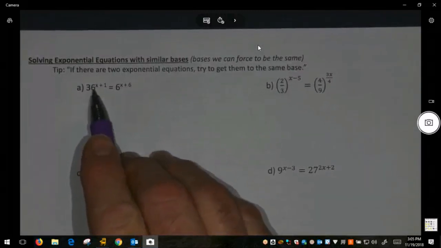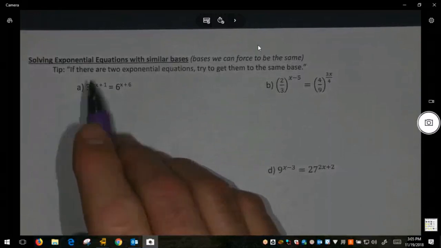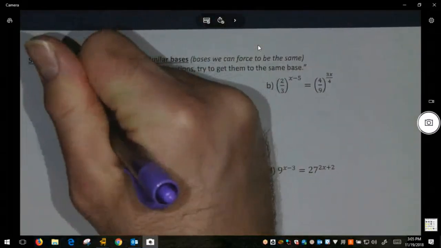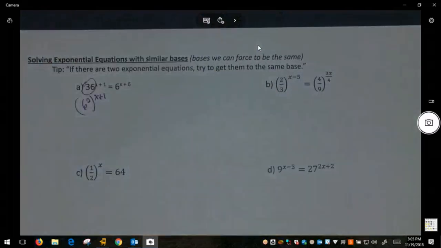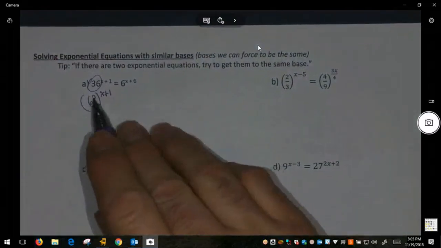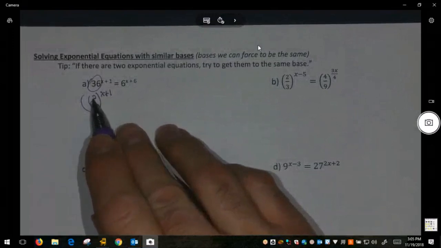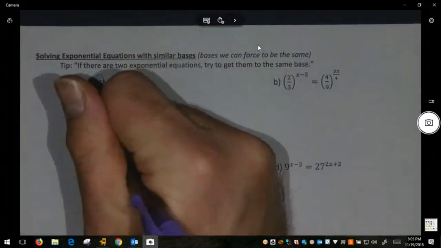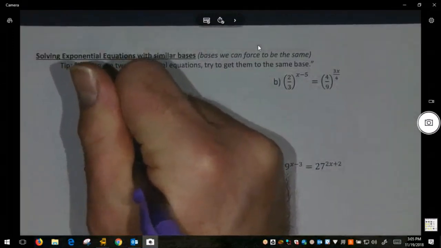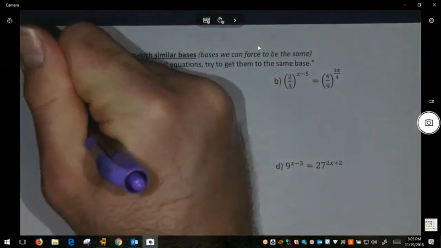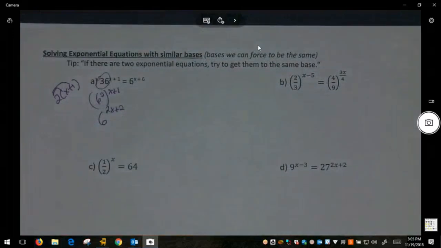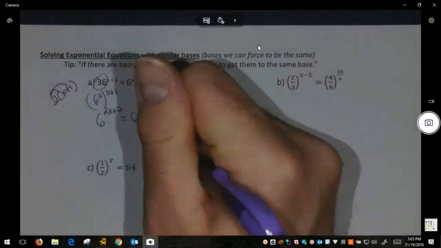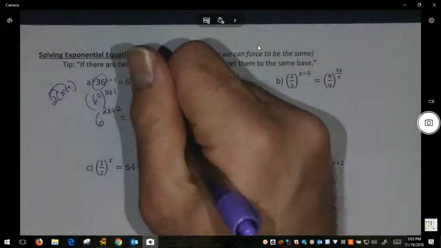So I do that if I can identify that this is really 6 to a power. 36 is really 6 squared, and right now it's being raised to the x plus 1. When I have an exponent on top of an exponent, I multiply those exponents. So this is really 6 to the 2x plus 2, because we would have to distribute the 2 to both the x and the 1.